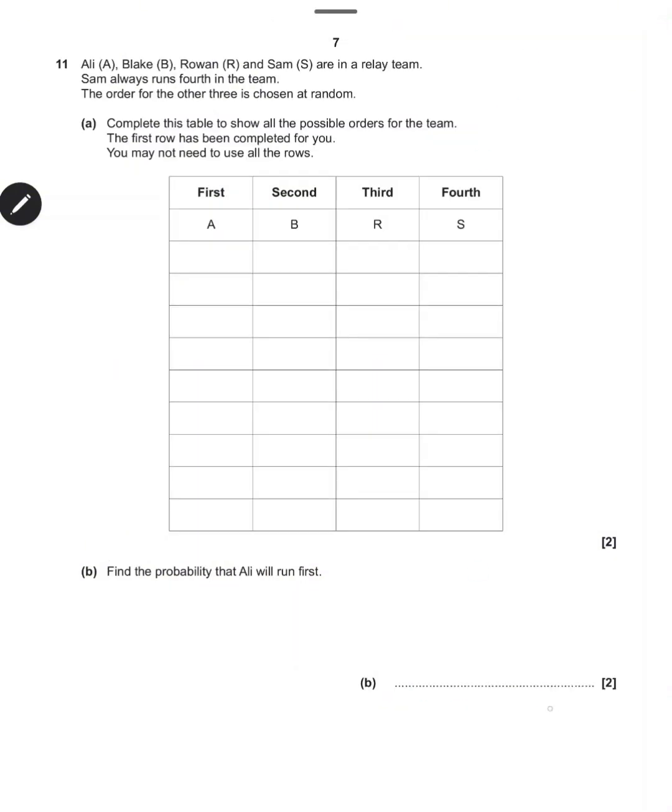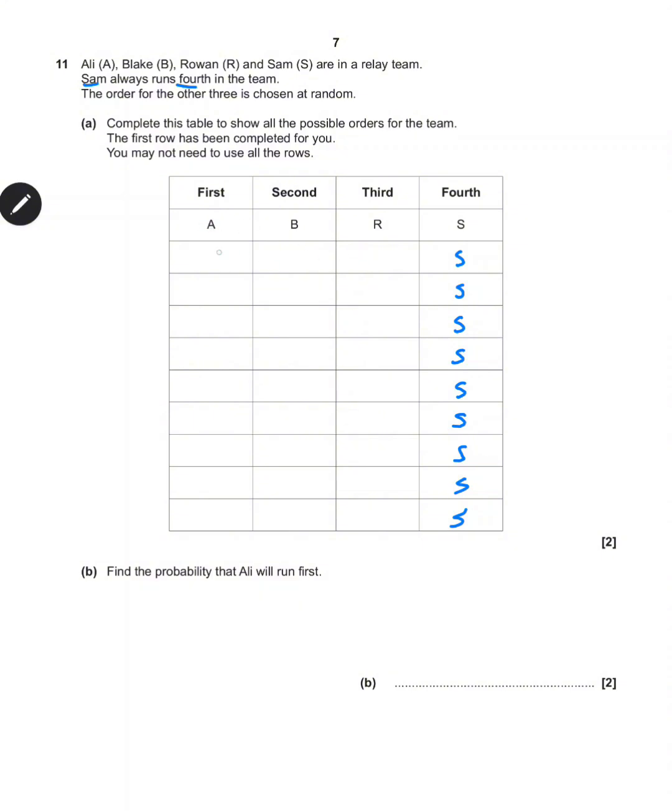Question 11, we've got some combinations work to do, and if you read this all through, we've got a relay team, and it says Sam always runs fourth. So I know this fourth place is always going to be Sam. So I can fill that in straight away. It says the order of the other 3 people, Ali, Blake and Rowan, is chosen at random. Can we complete the table showing all the combinations?